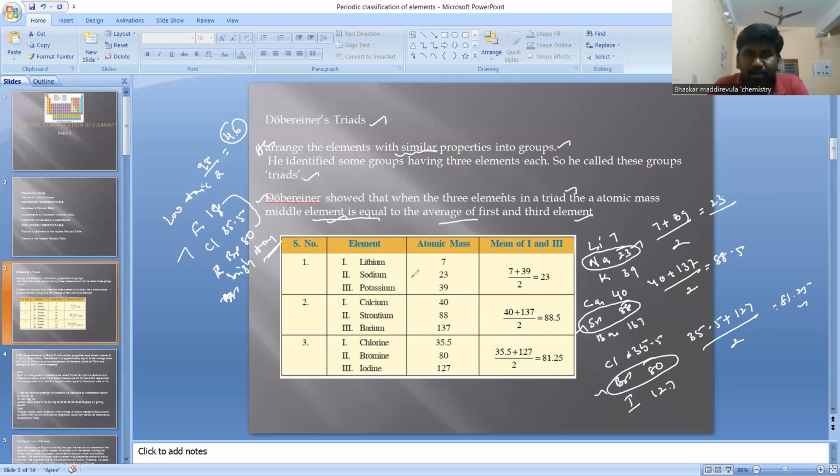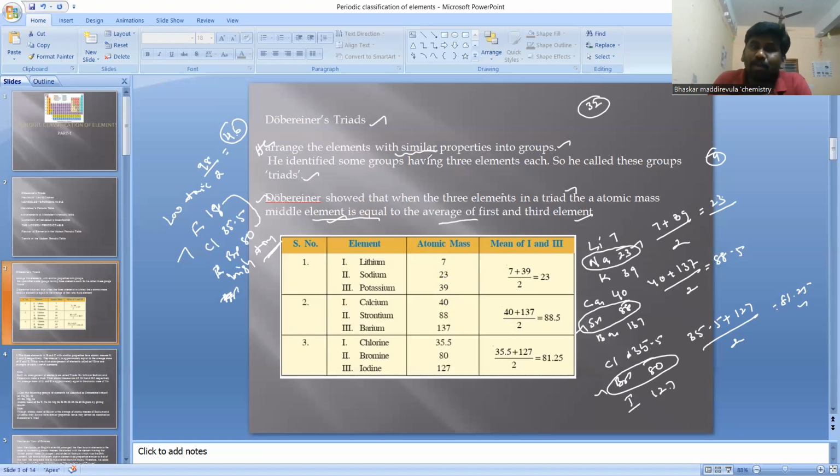At the same time, there is one more limitation. He arranged only three triads. At the time, the known elements were around 32, and out of these 32 elements he made only three triads. That means he arranged only 9 elements in the form of triads, and the remaining elements he was unable to arrange. So this is the topic of Dobereiner's triads.